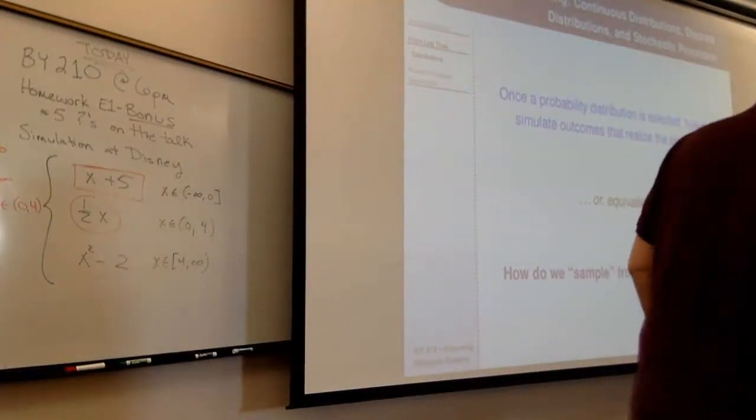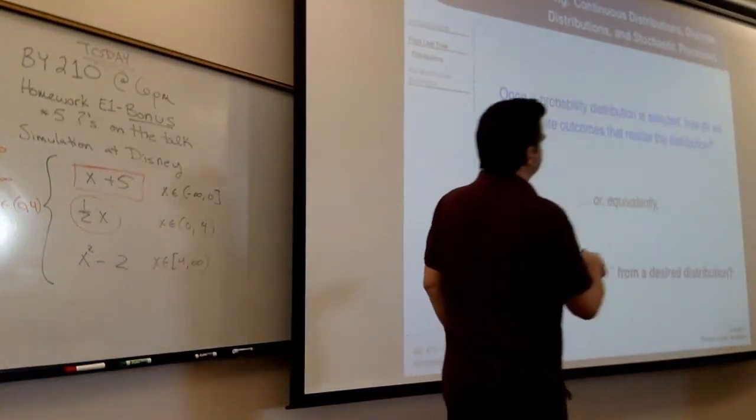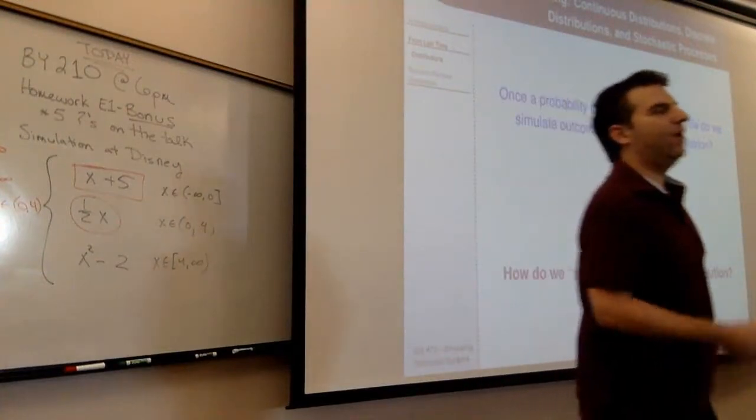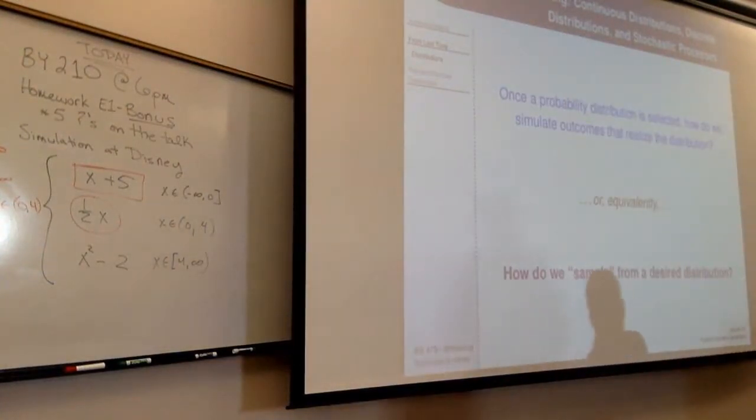All right, so once we have a selected probability distribution, the problem is now, how do we implement that probability distribution? It's great to say, "I'd like to have exponentially distributed interarrivals," but how do I actually build a computer simulation that generates exponentially distributed interarrivals?